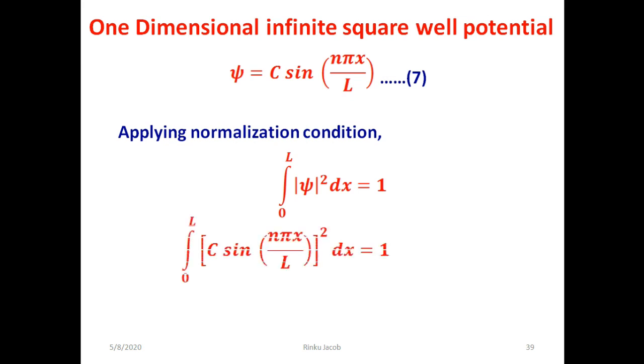So we get integral of (c sin n pi x by L) whole square into dx equal to unity within the limit x equal to 0 to x equal to L. Now taking c square outside as it is a constant, we get c square integral 0 to L sin square n pi x by L into dx equal to 1.